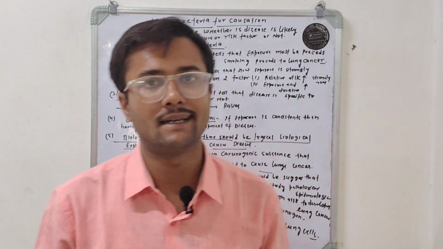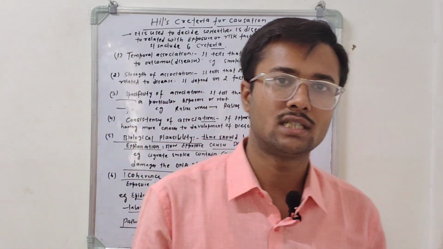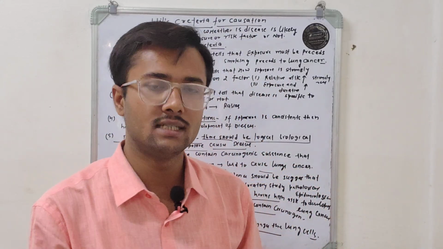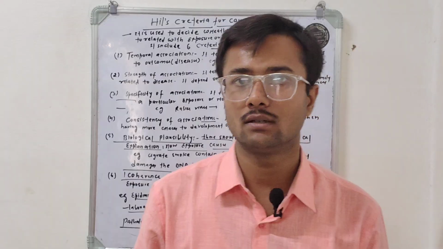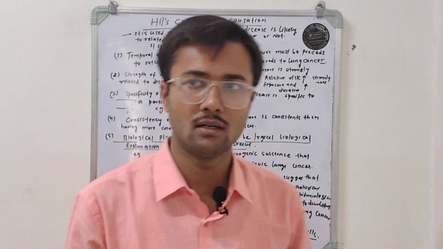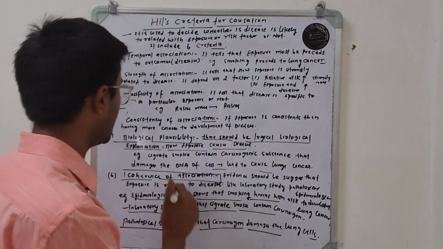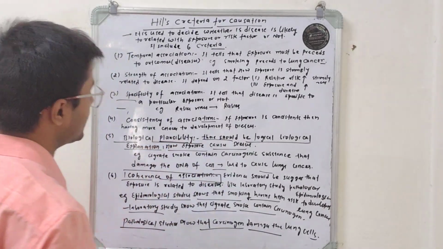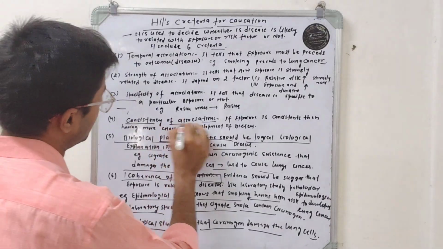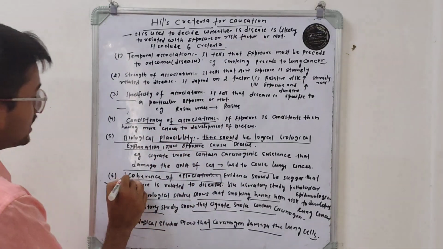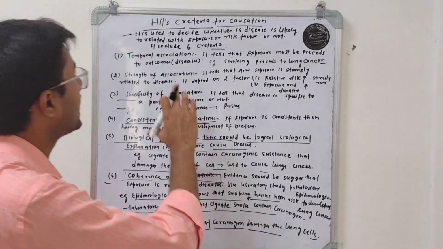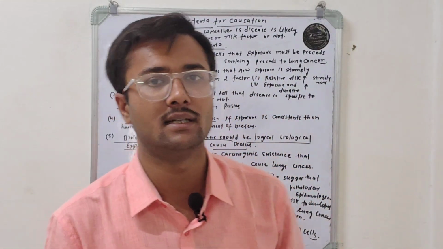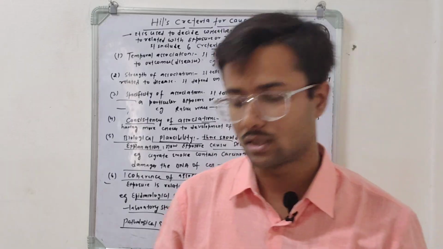So overall, how many criteria? There are six criteria. The first is the temporal association. The second is the strength of association. Third is specificity, and the fourth is what? Biological plausibility. Okay, meaning there is biological evidence. Fifth is consistency of the association, and the sixth is coherence of the association. So these are the six criteria. On this basis we can decide whether a disease is related to the exposure or not.